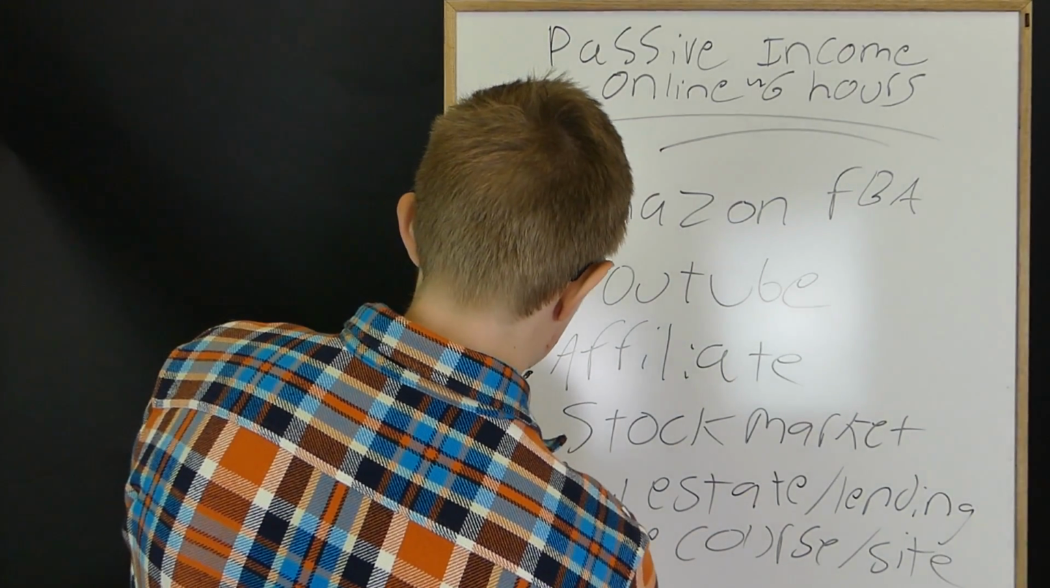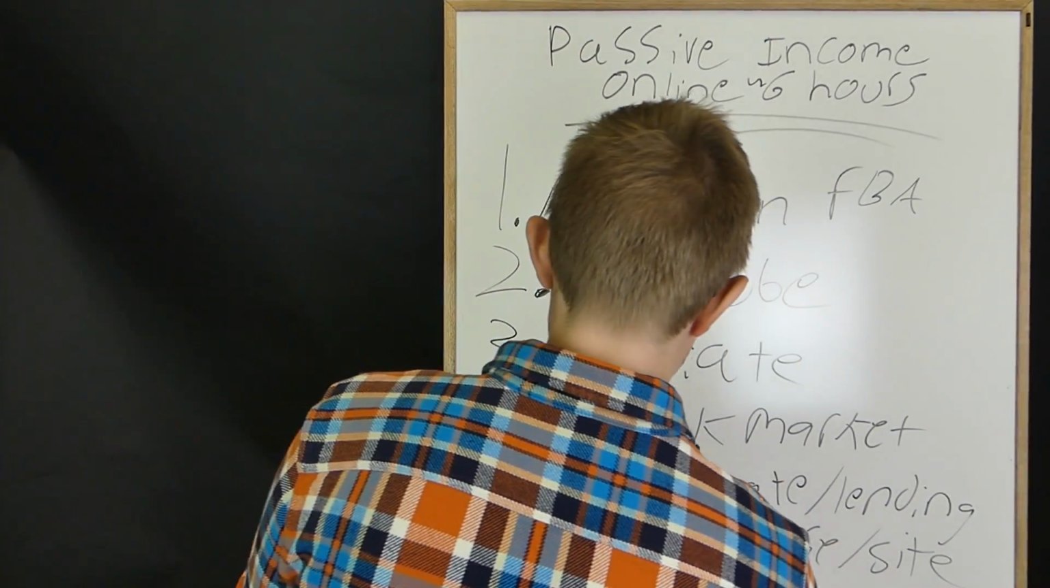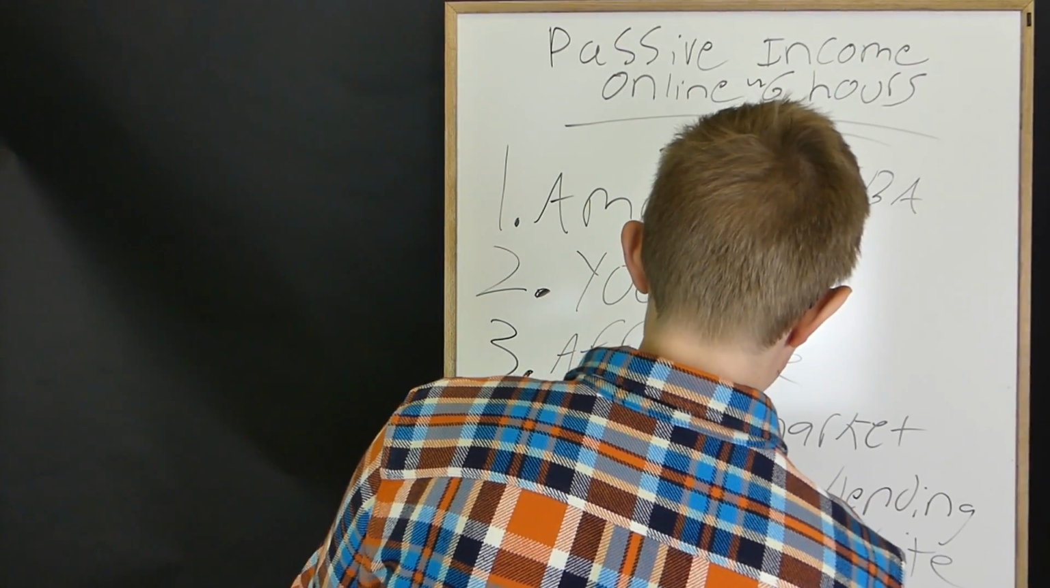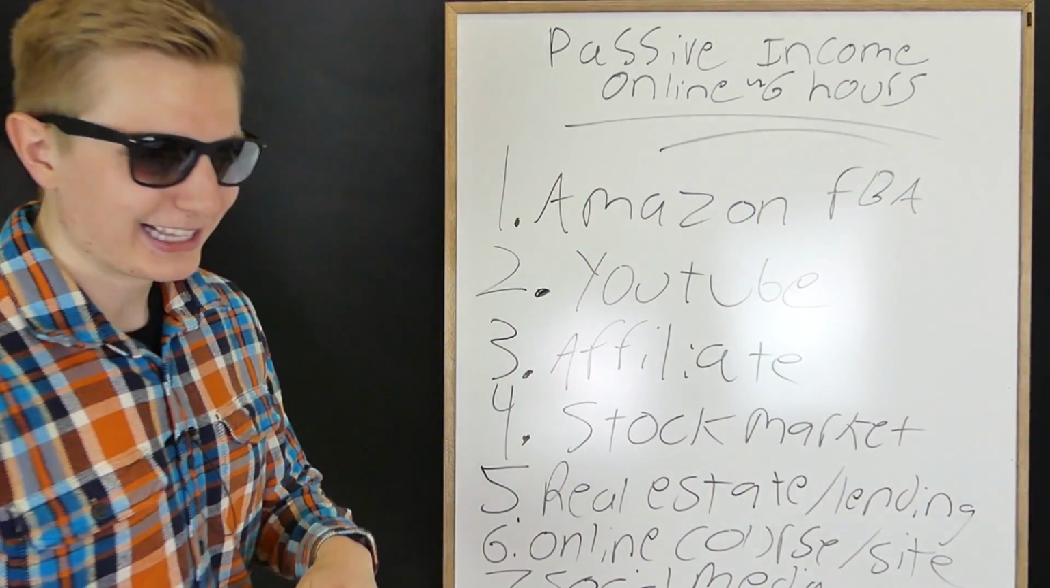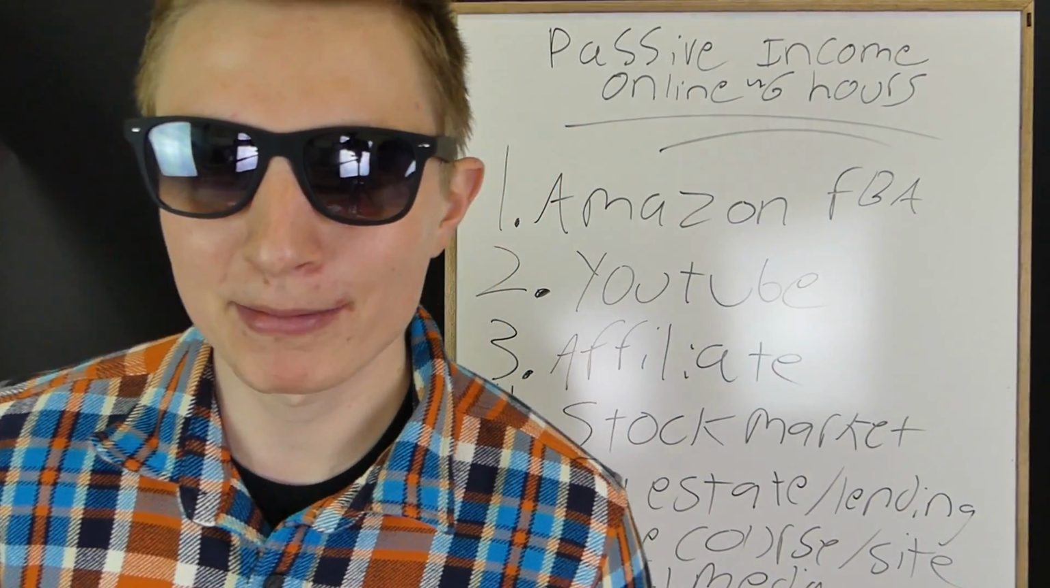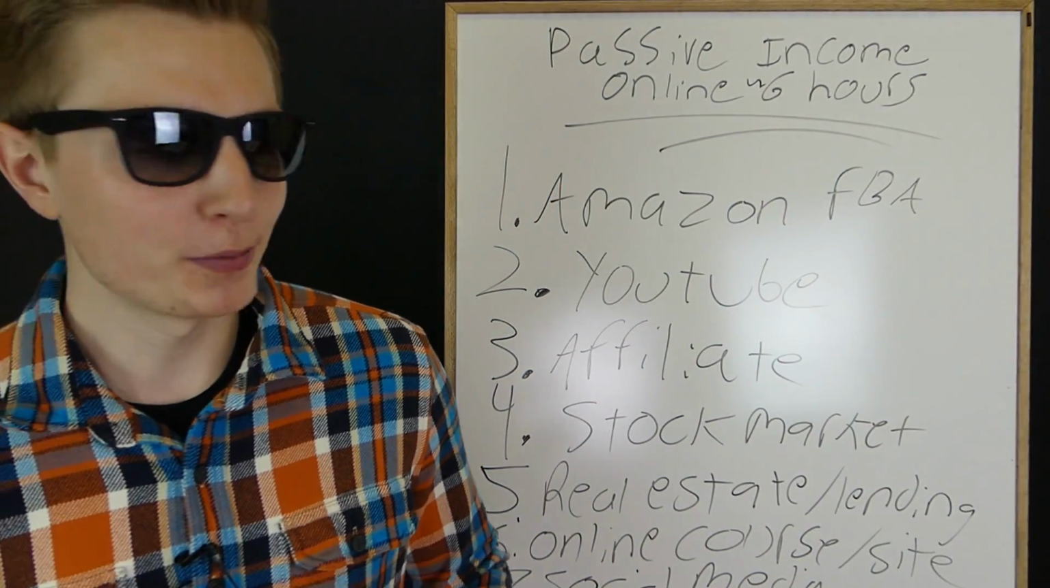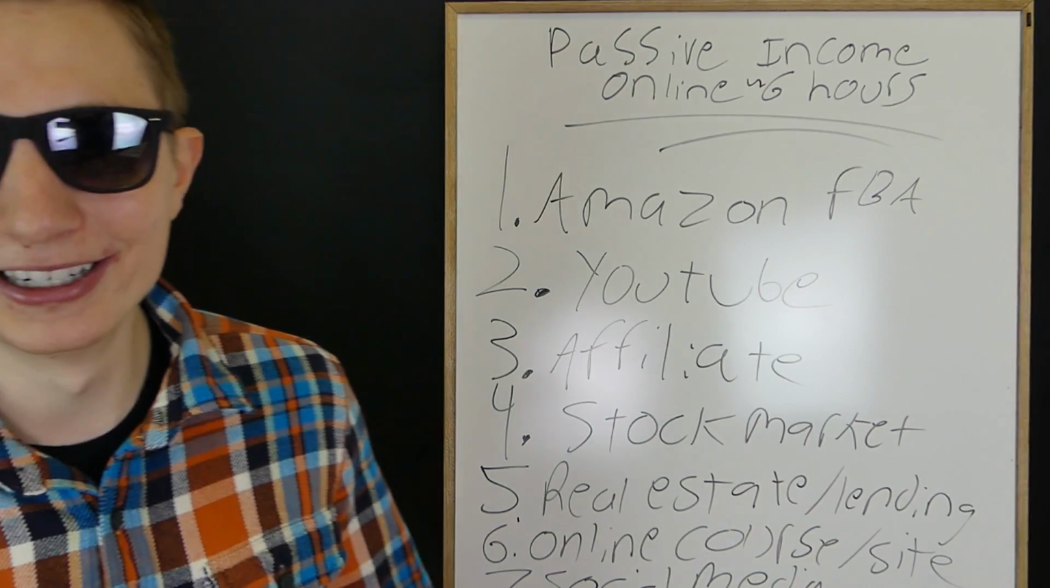Number 7 is just get big on social media. You want to develop a passive income? Get big on social media. This is a semi-active one though. Semi-active. So get big on social media, and all of these get a lot easier.